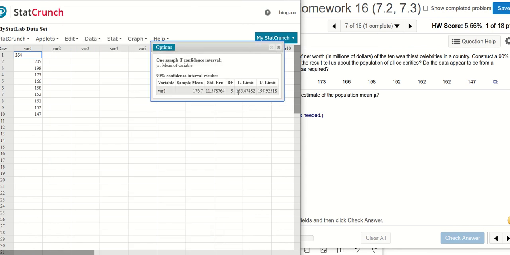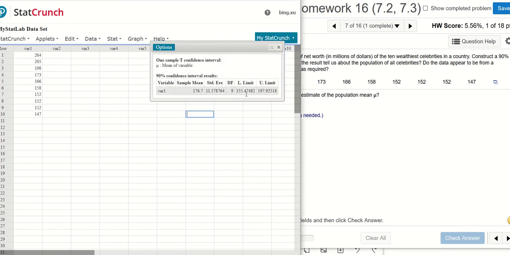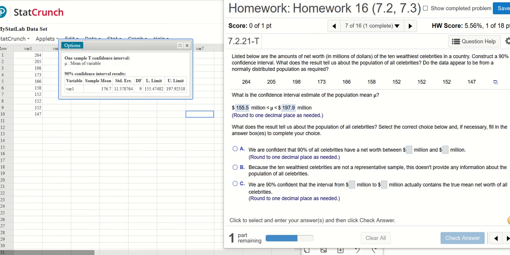Okay, here we got the lower limit and the upper limit. Lower limit is 155 point, what does this say? Round to the 1 decimal place that's needed. So 155.5, and the upper limit is 197.9. The next question, what does the result tell us about the population of celebrities? Select one correct choice below. If necessary, fill in the answer box to complete your choice.